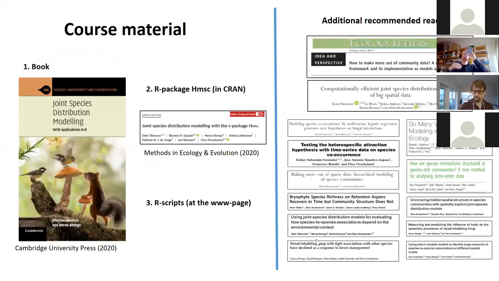So the course material is basically the book, the R package, which is in CRAN and which is described in this Methods in Ecology and Evolution paper this year, and then R scripts, which partially will be on the internet page of the course. And then there is of course a lot of additional recommended reading, here are some papers that we have published along the way that discuss specific aspects of HMSC.